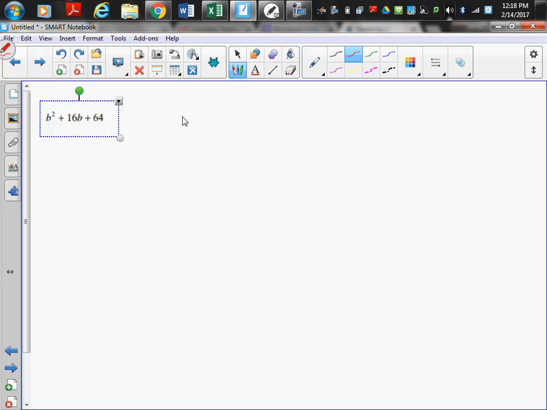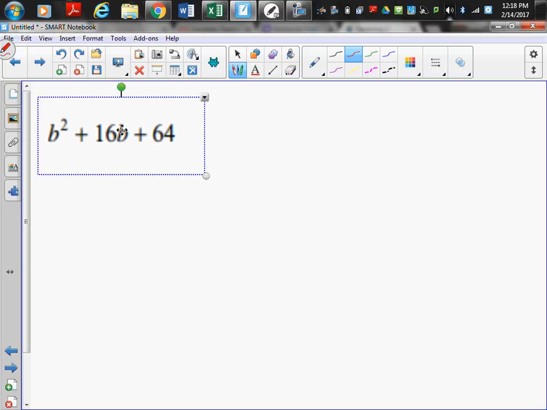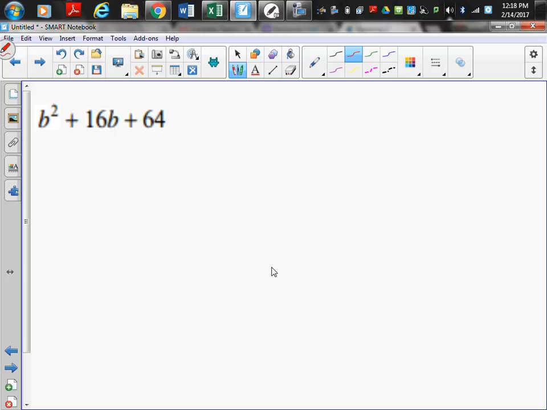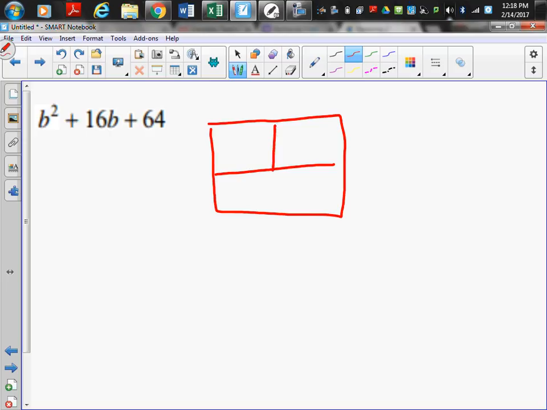So we have b squared plus 16b plus 64. Alright, so you start with your box. You take your first piece, and that's 1b squared. Take your last piece, goes in the last box. Then you multiply. 1 times 64 is 64. So I've got to start with all the factors of 64.